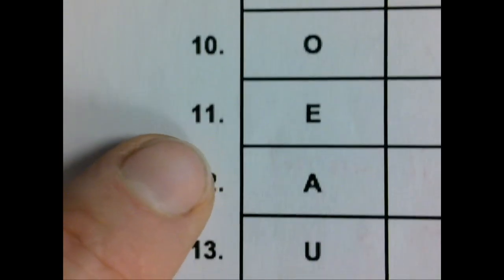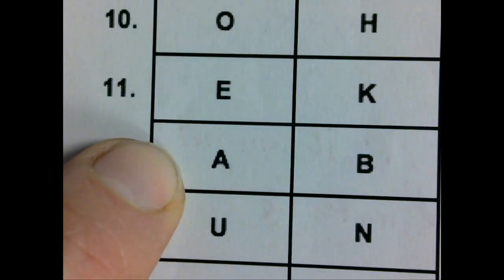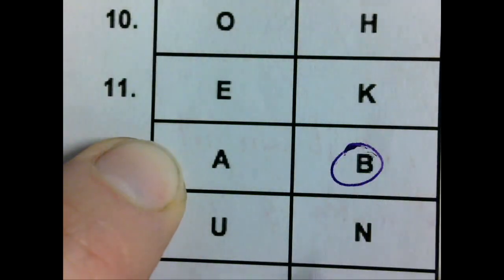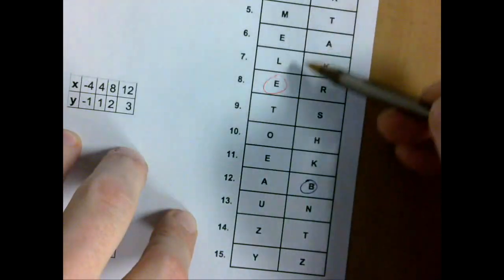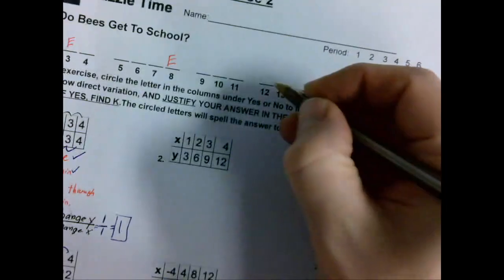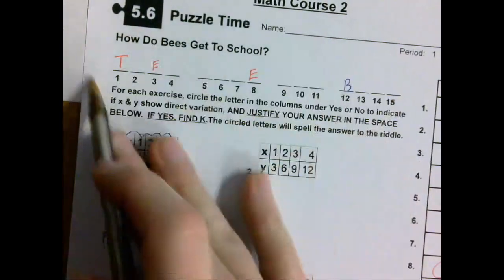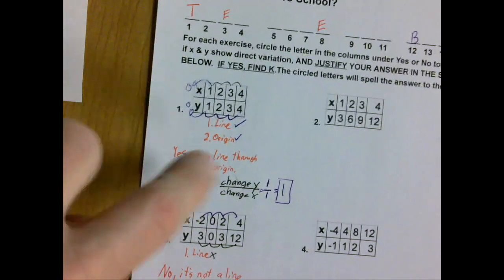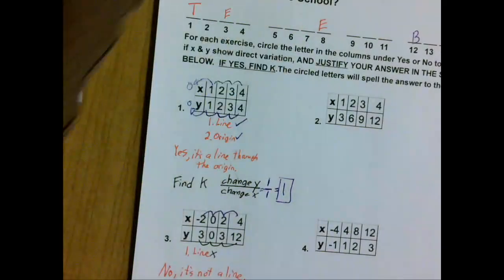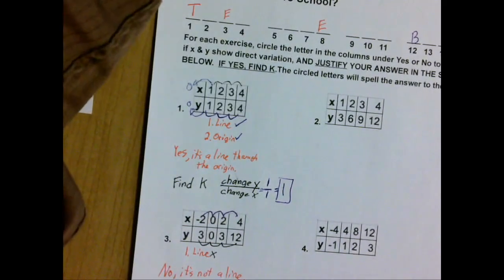So number 12, journey to the front. Since it's no, go to that second column. If you know it, shh, don't shout it out. And remember, even if you can look here at this column and you can figure out what the joke is, your points are not coming from figuring out how do bees get to school. Your points are coming from your justification and finding K when you say yes. 20 points, as per usual. You may work with partners. Make sure to turn it in when you are done.